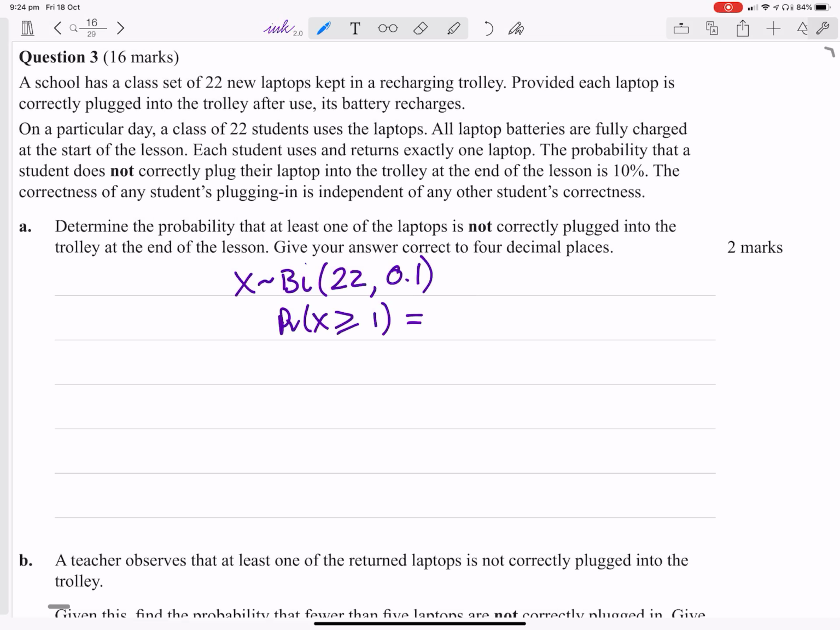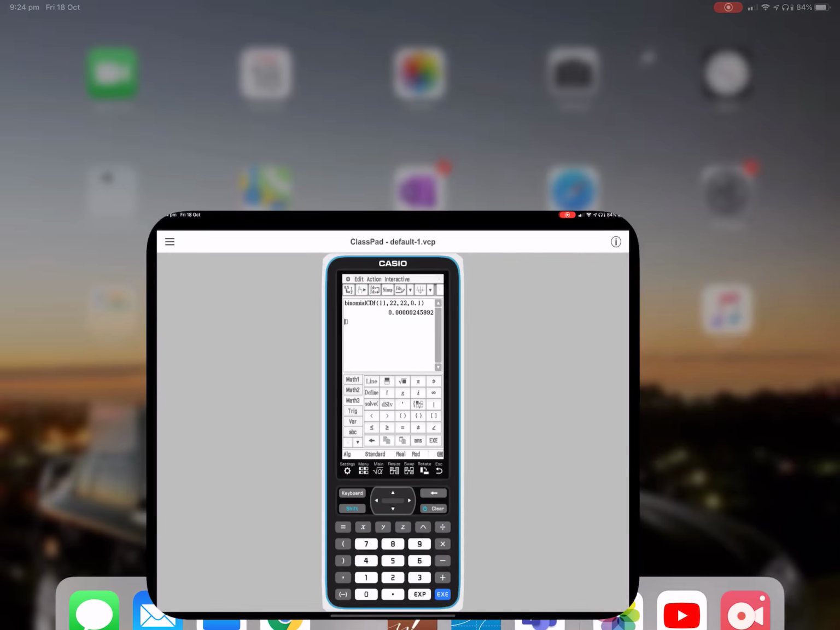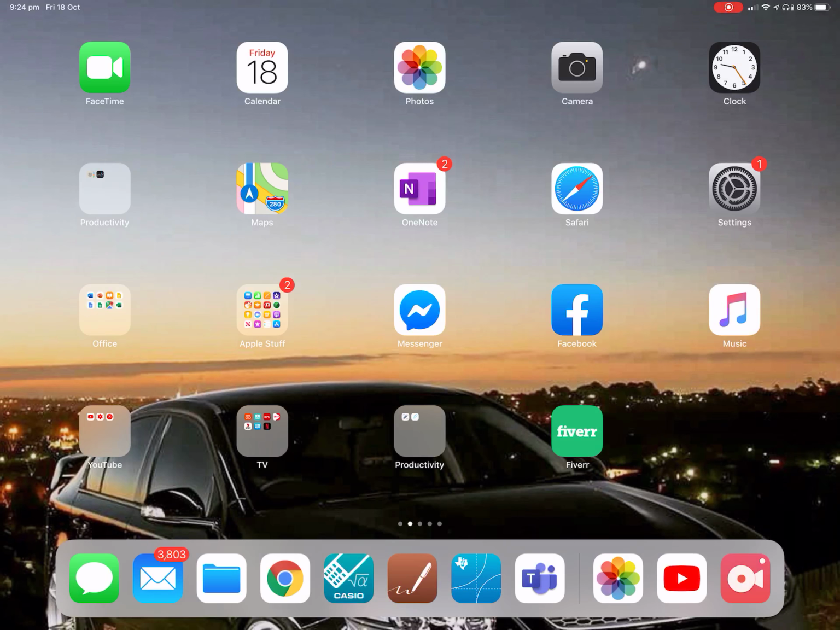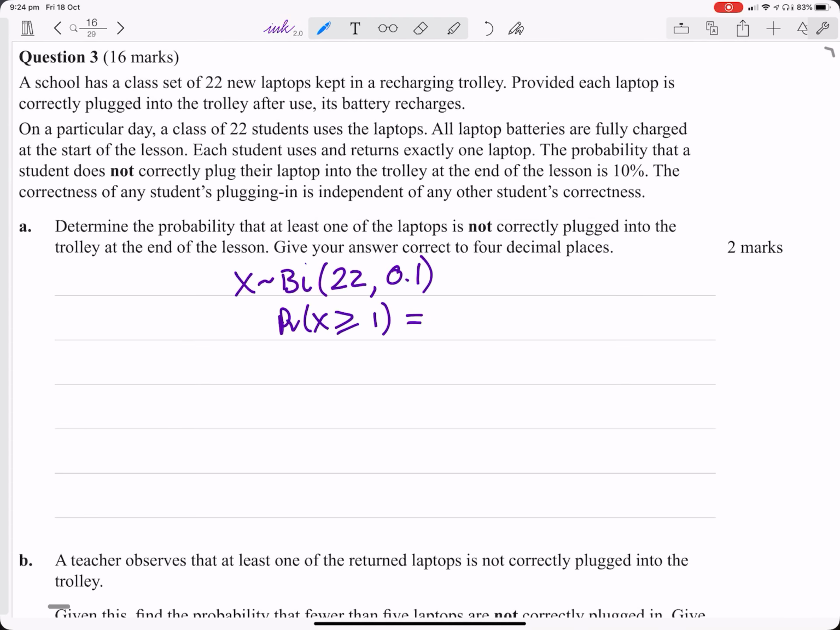Okay. Probability the student does not correctly plug in their laptop. Did I just stuff something up? 1. Freaking hell, I'm like, that can't be right. 0.9015. I'm like, it should be pretty high.